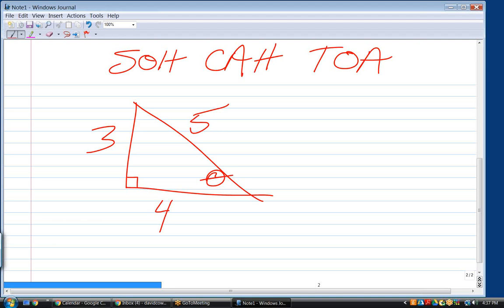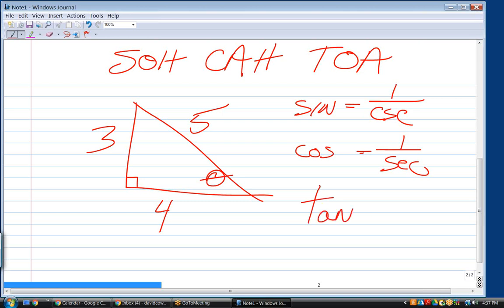Have they taught you those three, the cosecant, the secant, and the cotangent? No, they haven't. Well, they're basically reciprocals. In other words, sine is 1 over cosecant. Cosine is 1 over secant. Notice there's an S and a C in both of these, and just in reverse order. And tangent is 1 over cotangent. So cosecant would be 1 over sine. Well, if sine was 3 over 5, what is cosecant?